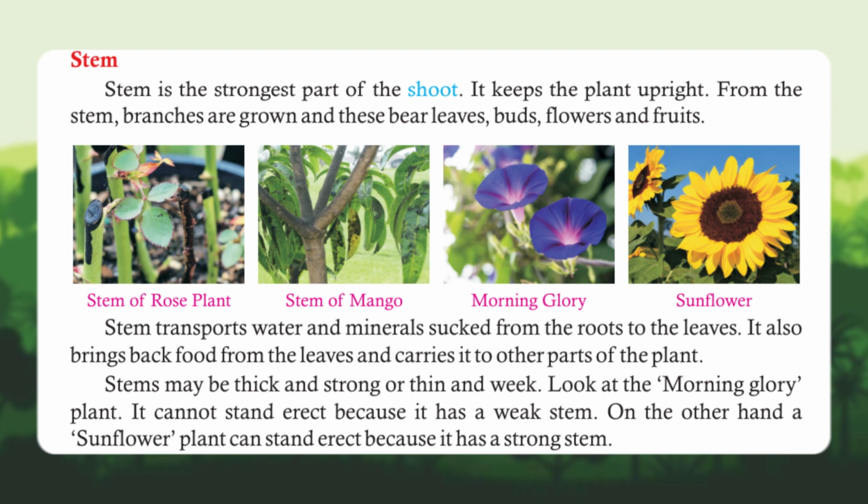Stems may be thick and strong or thin and weak. Look at the morning glory plant. It cannot stand erect because it has a weak stem. On the other hand, a sunflower plant can stand erect because it has a strong stem.